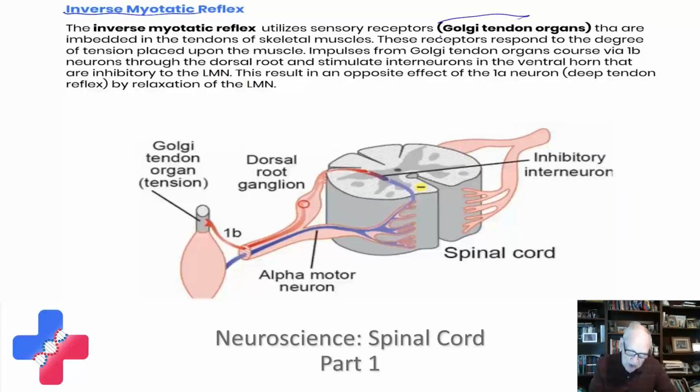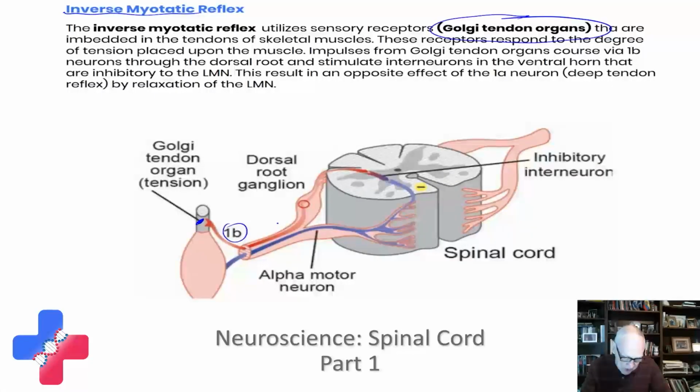But these are called Golgi tendon organs. And notice they're embedded here in the tendon of the muscle, not within the muscle fibers like muscle spindles, but in the tendon. And these Golgi tendon organs are monitoring how much tension is put on the muscle. Now, notice when the Golgi tendon organs generate a sensory output, this is the 1B type fiber, similar to the 1A, but certainly different in one major way.